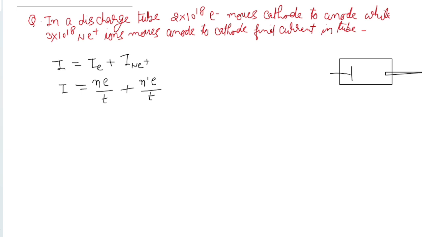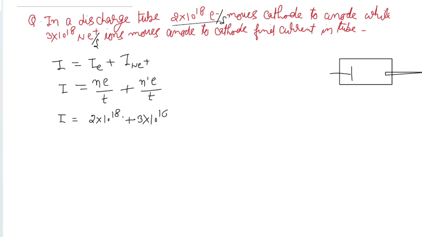In a discharge tube, 2 into 10 to the power 18 electrons move from anode to cathode per second, and you are also given 3 into 10 to the power 18 positive ions per second. Okay, so in this question I is equal to what? N by T is 2 into 10 to the power 18, and N dash by T is 3 into 10 to the power 18.